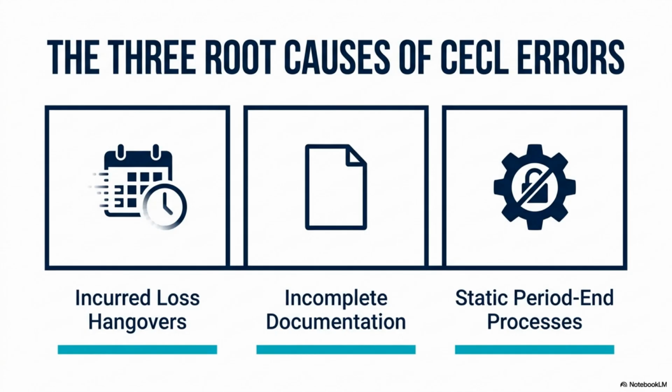The first is incurred loss hangovers, habits built under the old model that do not translate to CECL. The second is incomplete documentation, particularly around qualitative adjustments. And the third is static period-end processes, treating CECL as an annual exercise rather than a continuous one. Keep these 3 patterns in mind as we go through each trap.